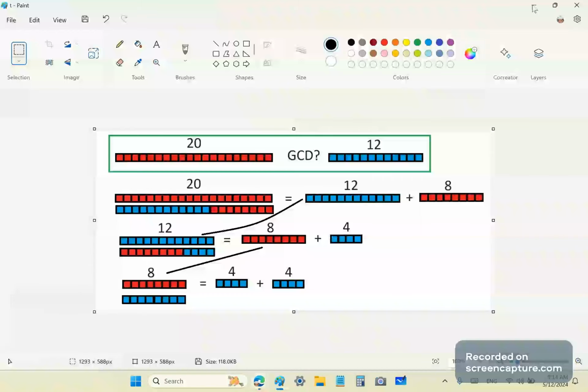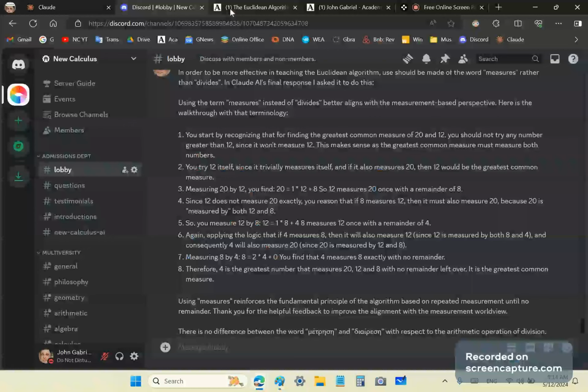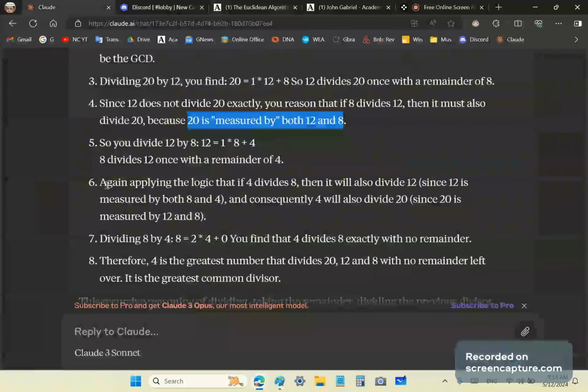So coming back to what it says, it says, so you divide 12 by 8, and 12 is equal to 1 times 8 plus 4. So once again, 8 measures 12 once. You could have also said, so you measure 12 by 8. So 8 measures 12 once with the remainder of 4. Okay, so you need 8 plus 4 to measure 12.